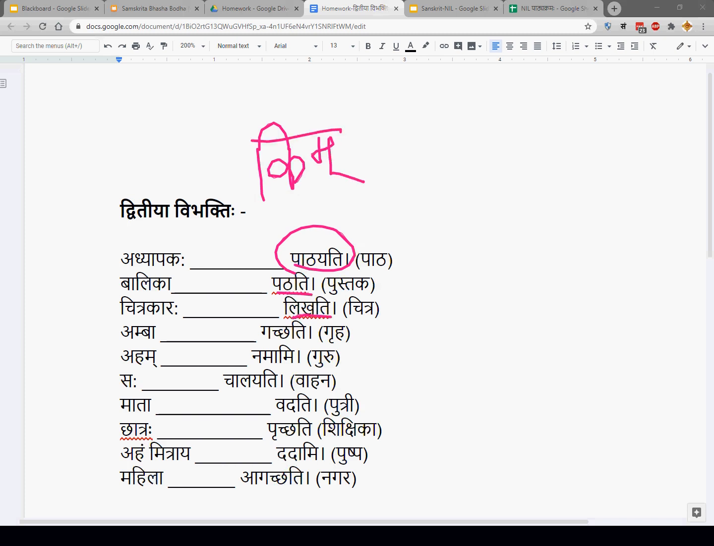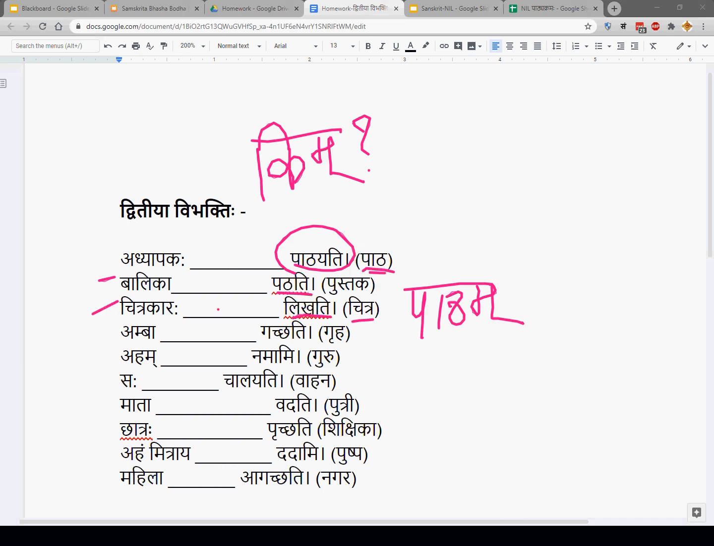So Adhyapakaha Pathayati. Pathayati means teaching, or making somebody read something. So Adhyapaka Pathayati, the question is kim. The answer will be Patha, so Patham. That word will be in the Dvitiya Vibhakti. Right? The answer will be Patham. Similarly, Balika Pathati. Kim Pathati? What does she read?